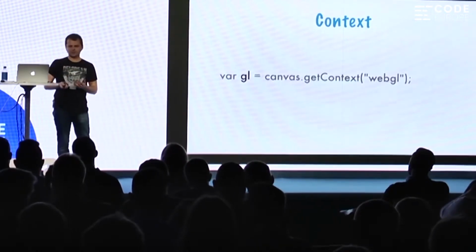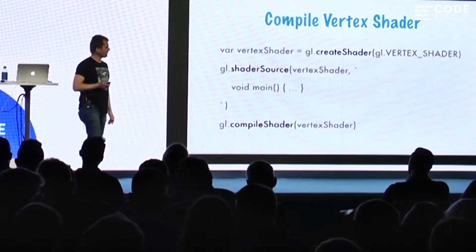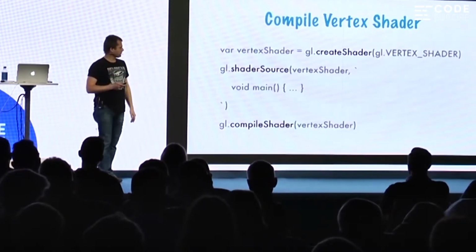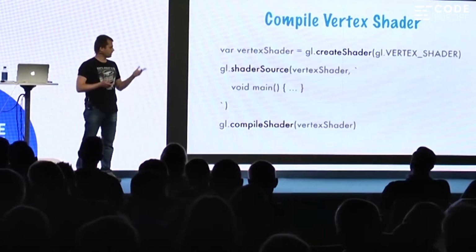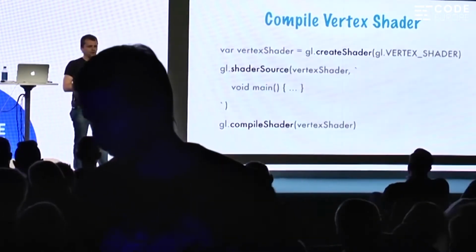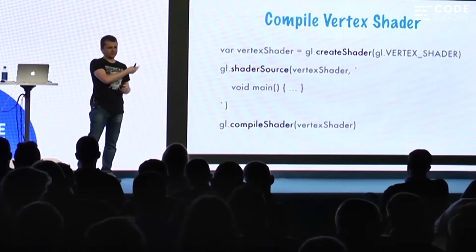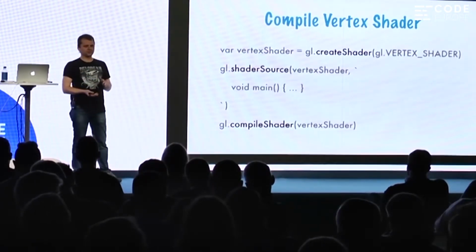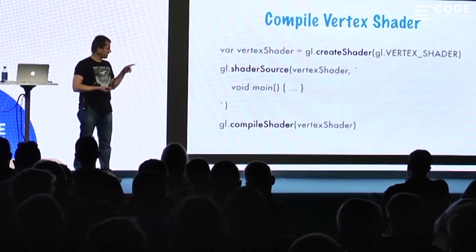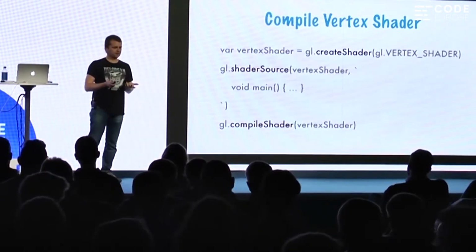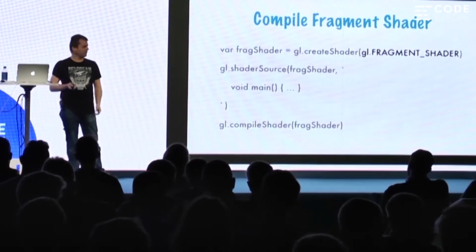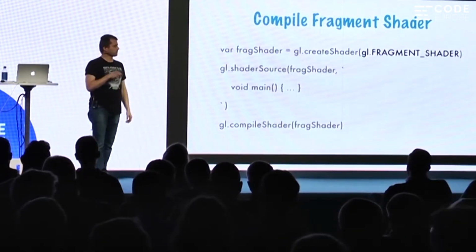Okay? So the thing we have to do, first we have to create the shader and indicate that it's a vertex shader. Then we have to pass the source, basically the source I was showing you before. And at the end, we have to compile the shader. And that's basically it. Now we have to do the same thing for the fragment shader.